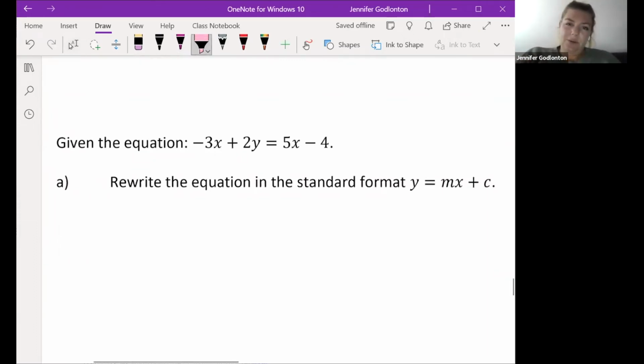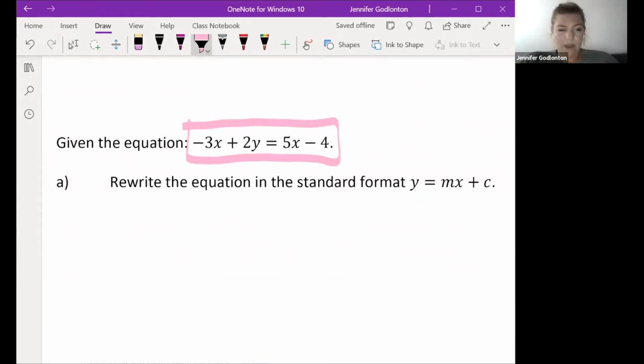You've been given this equation over here, negative 3x plus 2y equals 5x minus 4, and they're asking you to rewrite this equation in standard form. So basically like what we just did. I want you to practice what we've just learned and rewrite this equation in its standard form. When you have your answer, I'd like you to put it in the chat for me, and we're going to see who manages to get this right. Hopefully, if you got it wrong the first time, you'll be able to see where you went wrong and fix it for this question. Let's see how it goes.